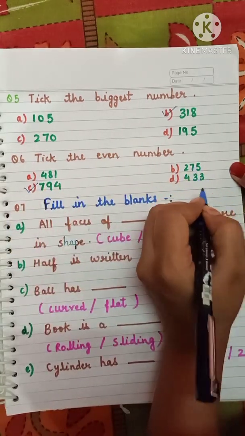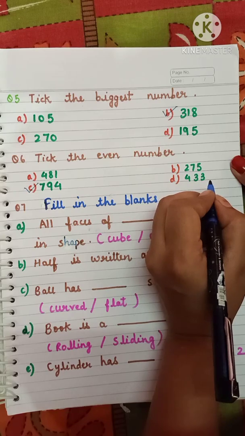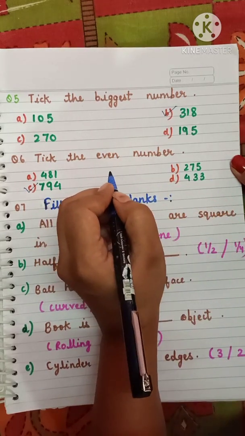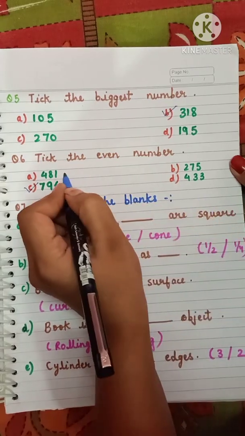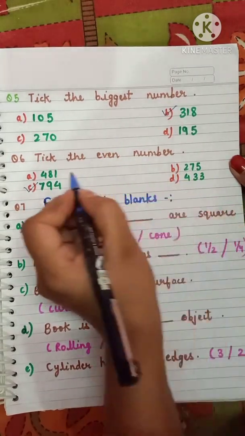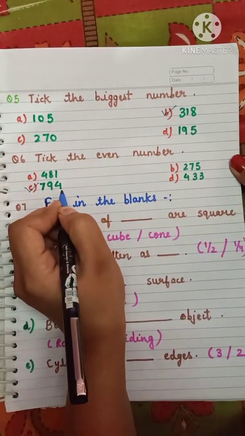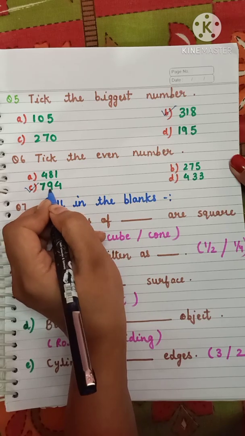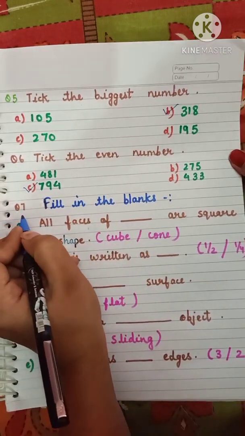These numbers are odd numbers because all odd numbers have 1, 3, 5, 7 and 9 in the ones place. So here is 1, here is 5 and here is 3 in the ones place. So that means these are odd numbers, and here is 4 in the ones place. So that means 794 is an even number.